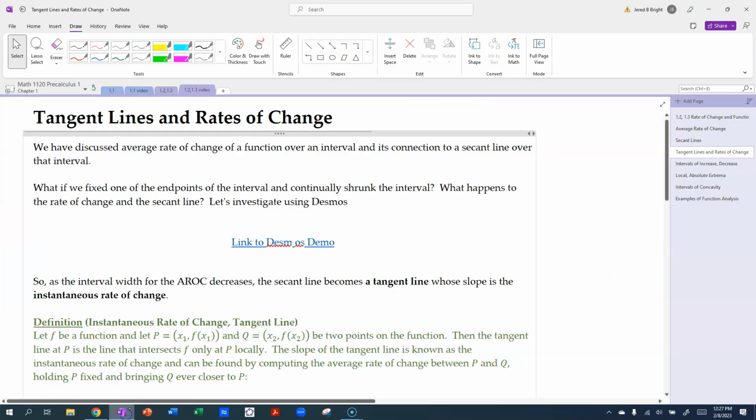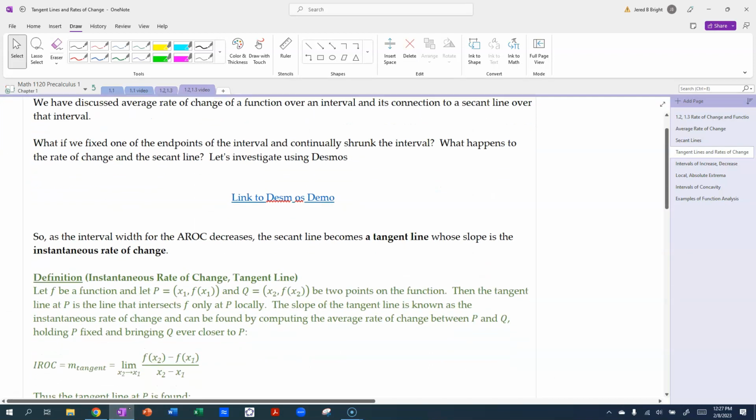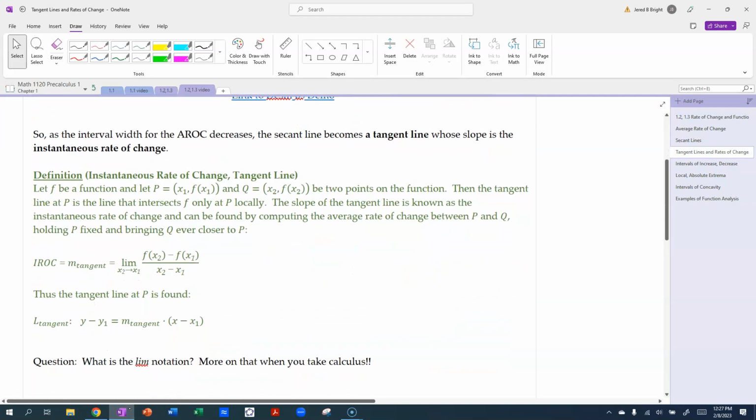When that happens, the secant line becomes instead what we call a tangent line, and the slope of that tangent line is no longer the average rate of change, it's called the instantaneous rate of change, so IROC. And yes, I know IROC, you rock too, but I can't put that, there's no acronym in mathematics for you rock, so IROC instead.